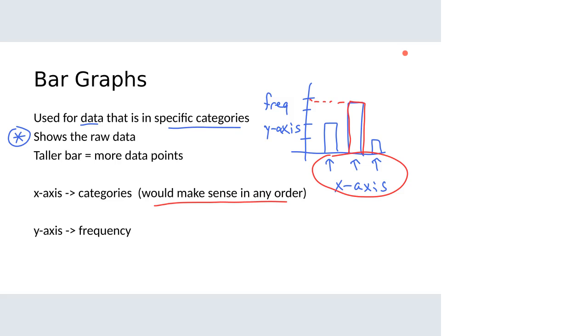I do want to re-emphasize a key thing about bar graphs is they actually do show us the raw data. Not every graph we look at today is going to do that, and so that's a key identifying feature of bar graphs.